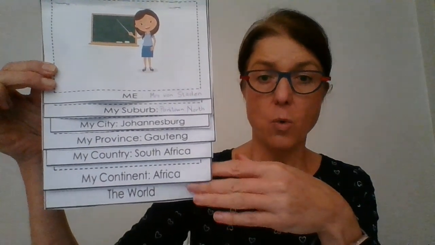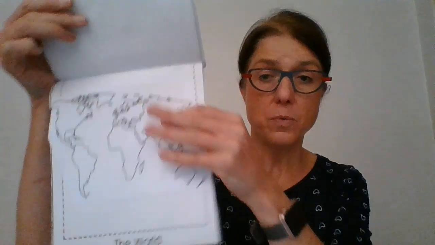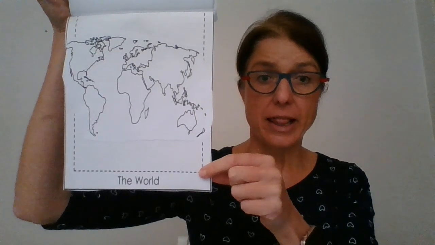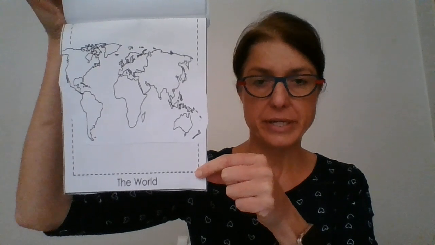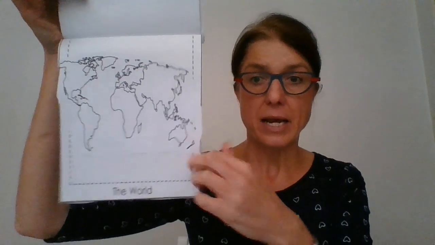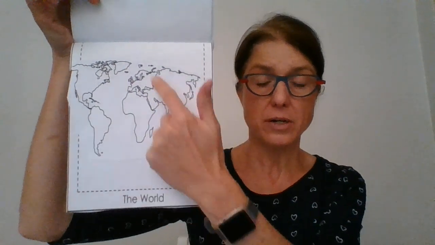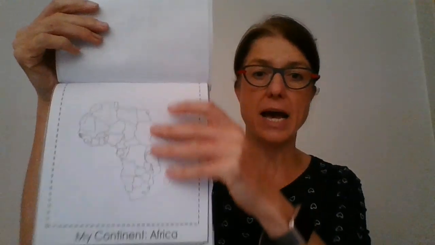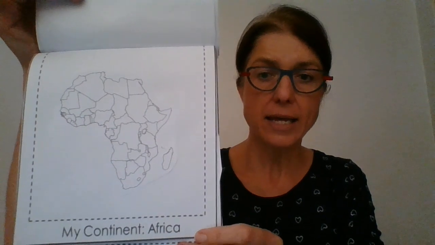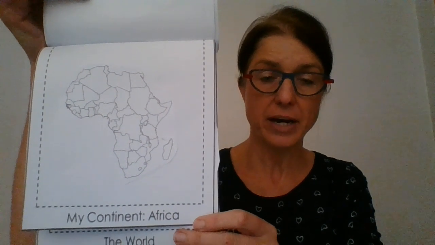So, we start out from the world. So, this is the world, and I've got a lovely picture of the world. Remember, we are zooming in. I only want to find our continent, which is Africa. So I'm going to flip down, and then I get my continent, which is Africa.